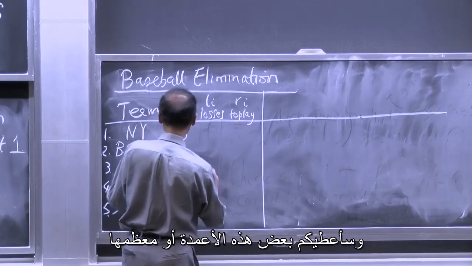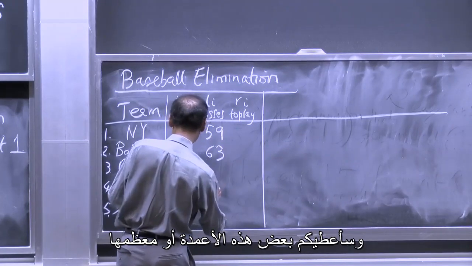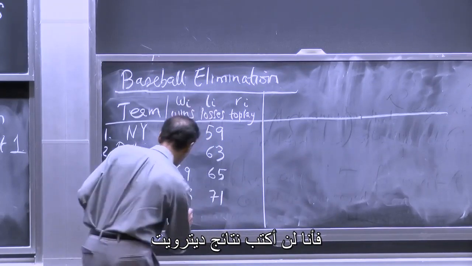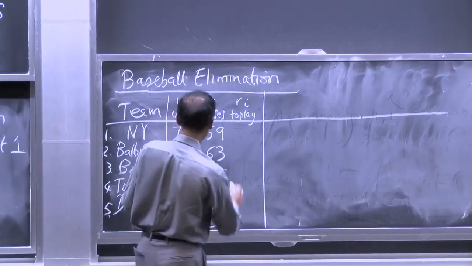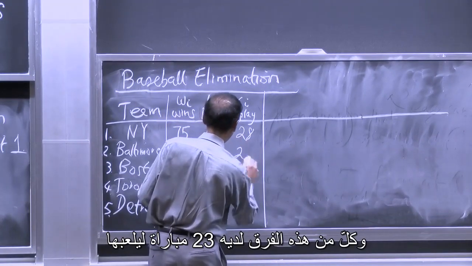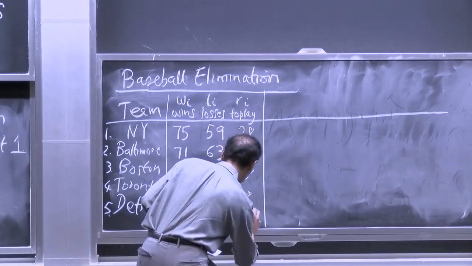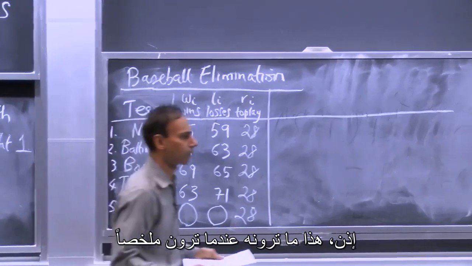And I'm just going to give you some of these, or most of these, I should say. And I'm not going to write down what Detroit is, simply because I'm going to vary that number, because it gets interesting as that number varies. And each of these teams had 28 games to play. Okay? So that's usually what you see when you see a snapshot.